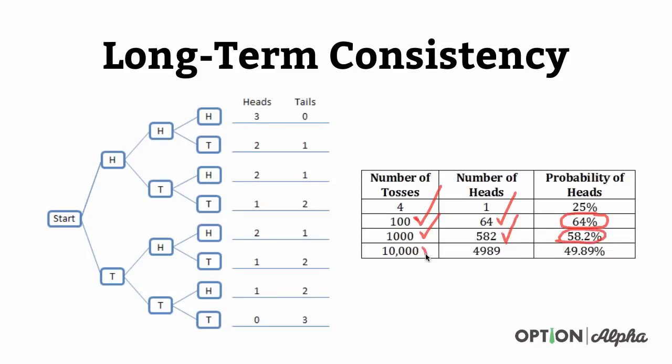But then after 10,000 times that we flipped this magical random coin here, we ended up with 4,989 heads, almost exactly 50%. So the reality is that the more you trade, the closer and closer you're going to get to your expected probability, whatever you're targeting.